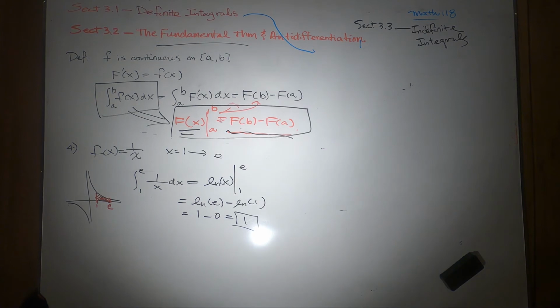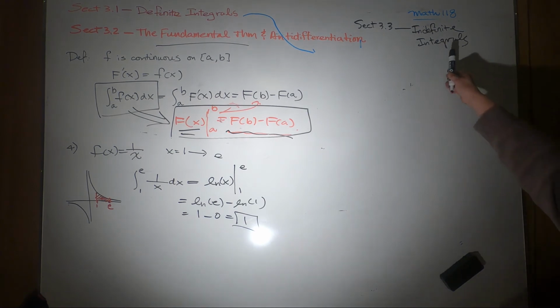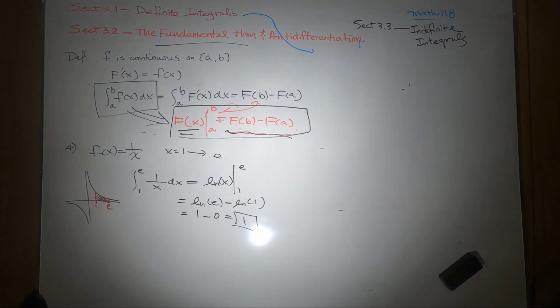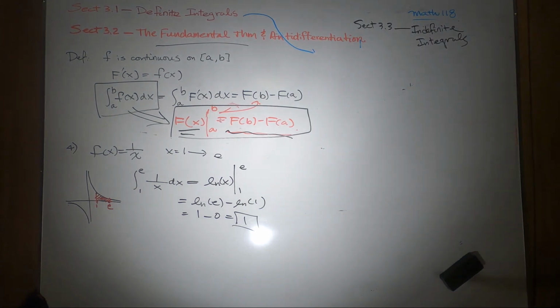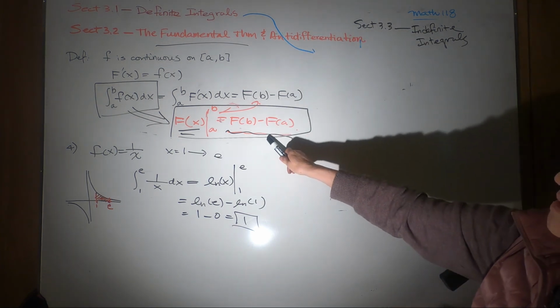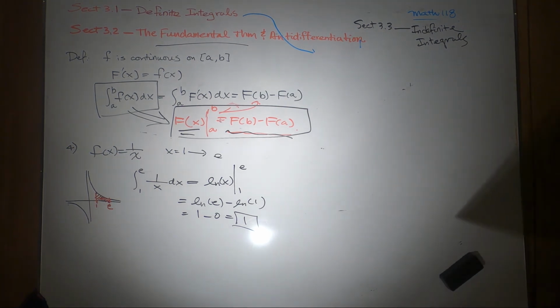One is called what? Derivative. One is called what? Antiderivative, which is integral, right? Then the integrals have two kinds. One is indefinite integrals, another one is definite integrals. And definite integrals involve the fundamental theorem to get the values.